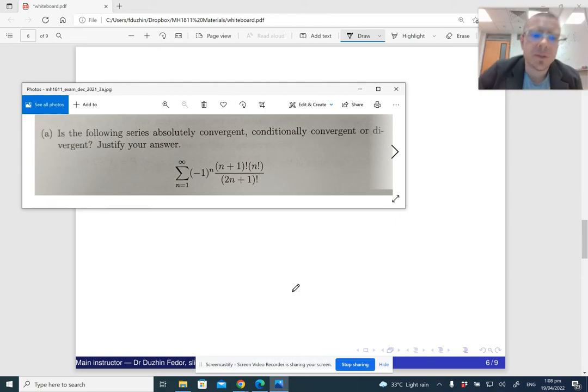All right, so here is the next question. This series, does it converge absolutely? Does it converge conditionally? Or does it diverge? So basically, the intuition here is that since it has factorials, the only tool that we have to work with factorials is essentially the ratio test. All right, so that's why we're going to apply the ratio test.